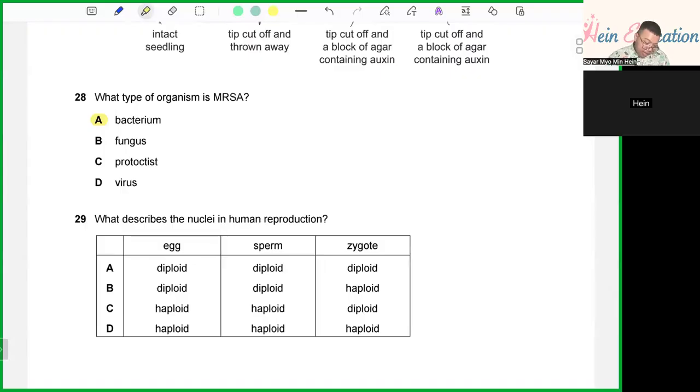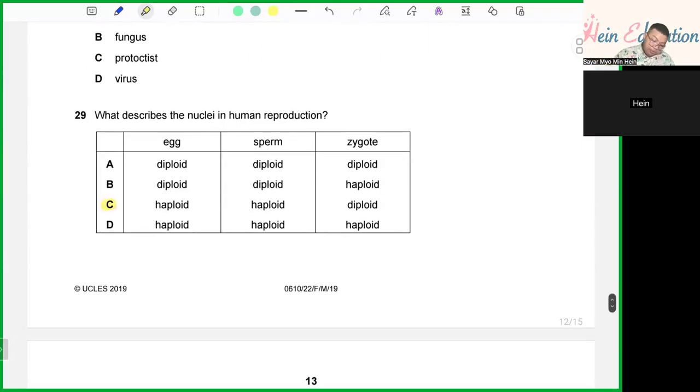Okay. And then number 29, what describes human reproduction? So egg cells are haploid, sperm are haploid, and the zygote is diploid. So it is answer C.